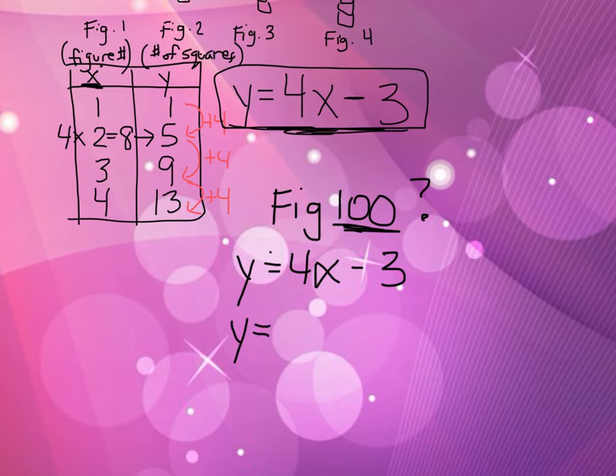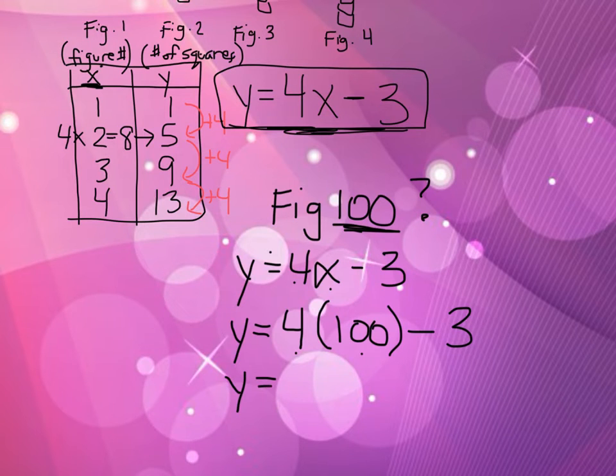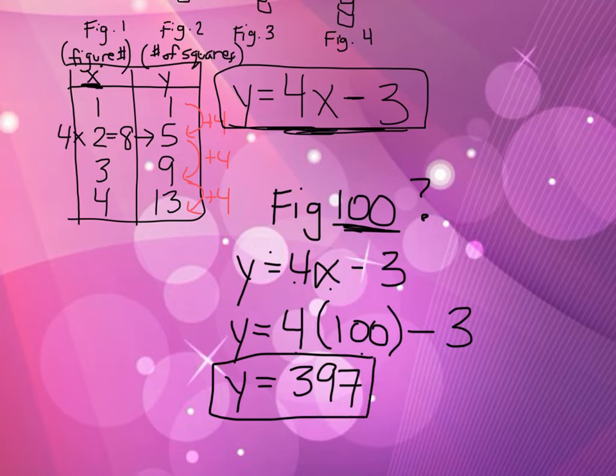So all I do is instead of x, I'm going to replace it with the number 100, just like this. And it helps to put in brackets because I know that 4 times x is the same thing as 4 times 100 here. Then we've got our minus 3. Now we just do some simple calculations. I know that 4 times 100 is 400, and then I subtract 3 from that, and that would get 397. So I know, using that equation, that figure 100 would have 397 squares. So obviously that's a much faster way of figuring out, instead of actually drawing 100 of those figures. That would be a nightmare.